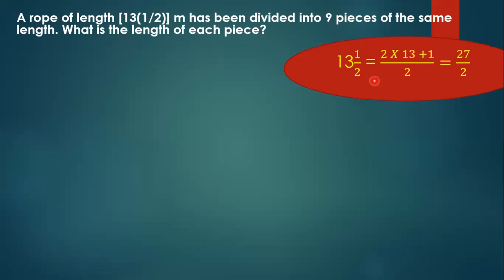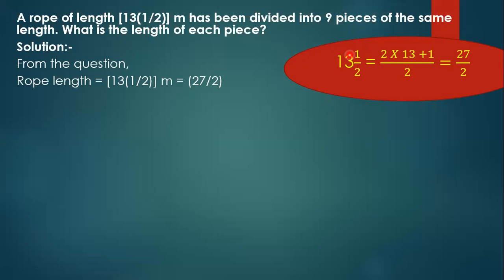Whenever you have to divide, it is clearly written. See, in word problems, I have seen children struggling whether to add or to multiply or to divide. Here you will simply divide. A rope of length 13 1 by 2. Remember children, I told you as soon as you see a mixed fraction, what will you do? You will convert the mixed fraction into an improper fraction. 13 multiplied by 2 gives us 26. 26 plus 1 gives us 27. We have 27 by 2. Alright, so we get the rope of length 27 by 2 meters.